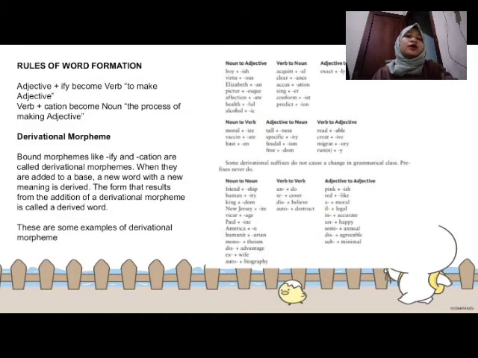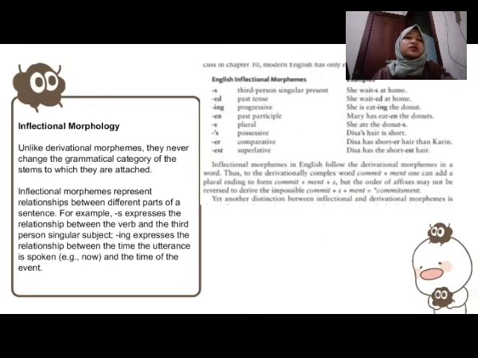And then we have inflectional morphology. Function words like to, eat, and be are free morphemes. Many languages, including English, also have bound morphemes that have a strictly grammatical function. They mark properties such as tense, number, person, and so forth. So, such bound morphemes are called inflectional morphemes. Unlike derivational morphemes, they never change the grammatical category of the stems to which they are attached.